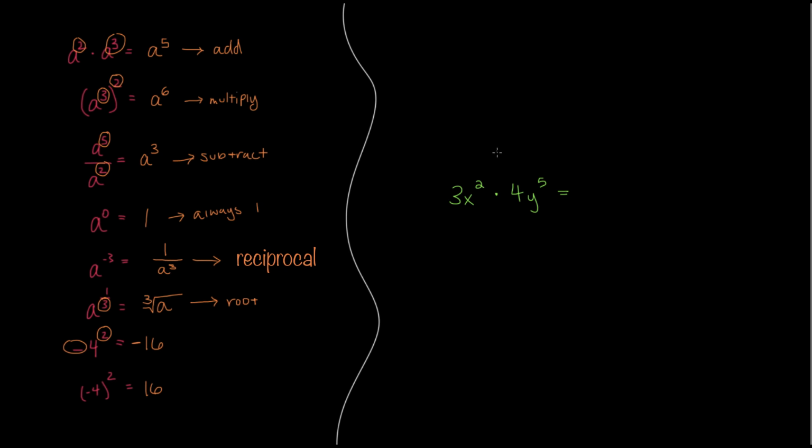So over here we have 3x to the second times 4y to the fifth. Remember, first things first is get rid of those constants. 3 times 4 is 12. Moving on to the exponents.